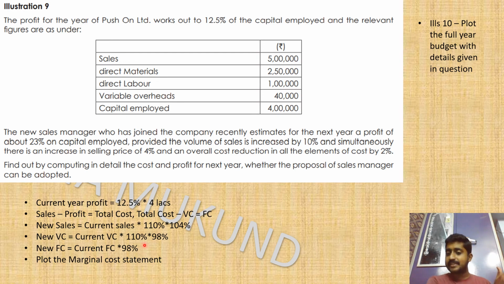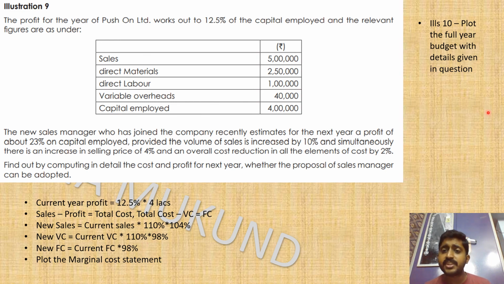Now you have the sales, you have the variable cost, you can find the contribution, you have the fixed cost. Now you can find the profit, and you can verify whether the profit is equal to or greater than 23% as said by the sales manager. If that is yes, you can adopt that.